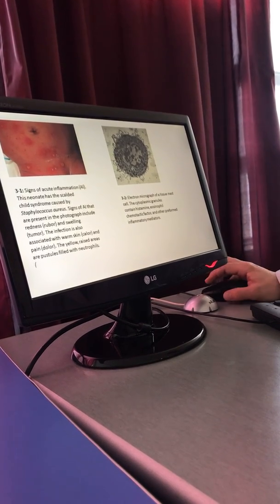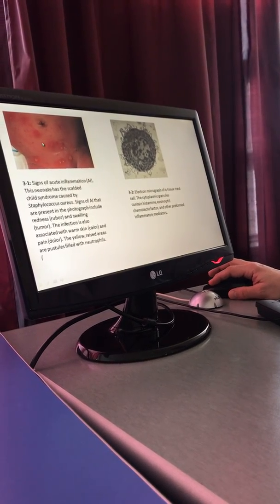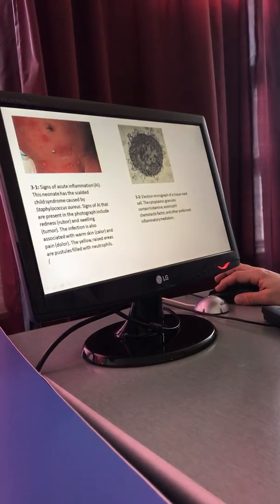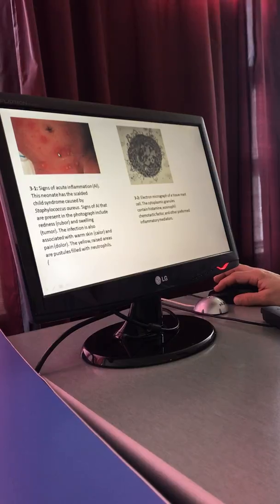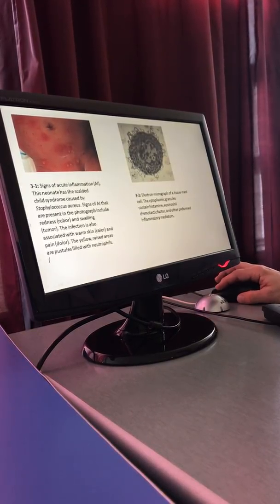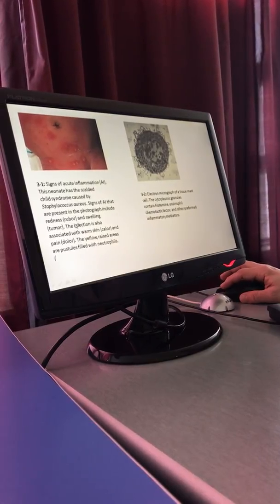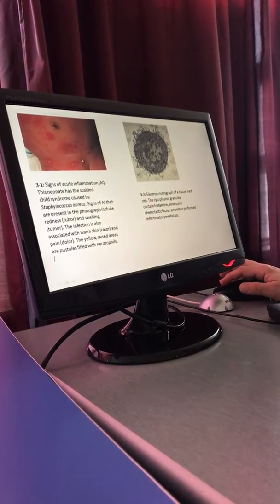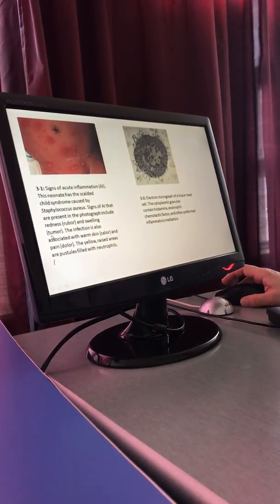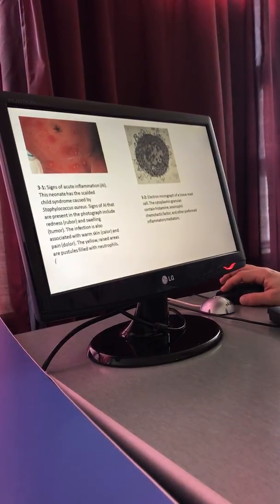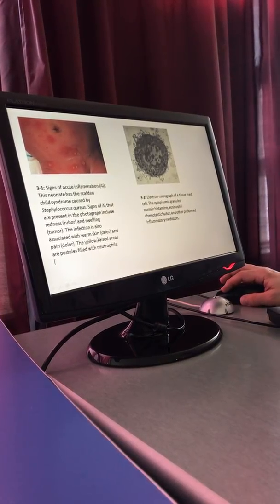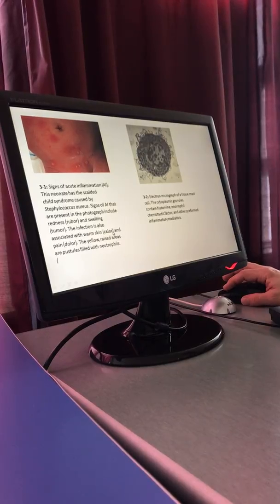You see signs of acute inflammation. It includes redness, and an acute inflamed area is red, called erythematous. Redness, or rubor, and it shows swelling, or the old term tumor, and it is associated with warm skin color.